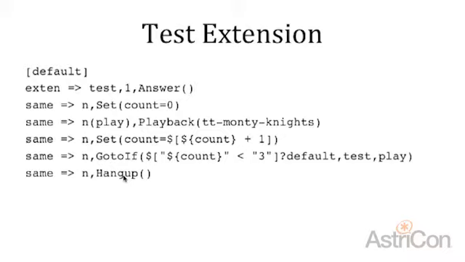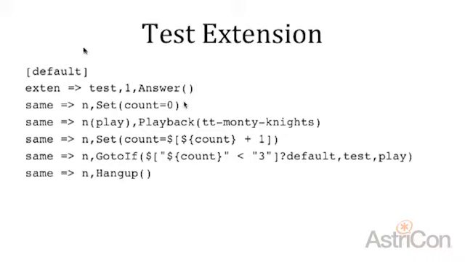So let's unpack this step by step. First, at step 1, I have called this extension test. The name of the extension is literally test. Keep in mind that not all Dialplan extensions need to be named after numbers. Because this one I never dial into, I always call it from the CLI, it's much more convenient to have a name. Priority 1 answers the channel.